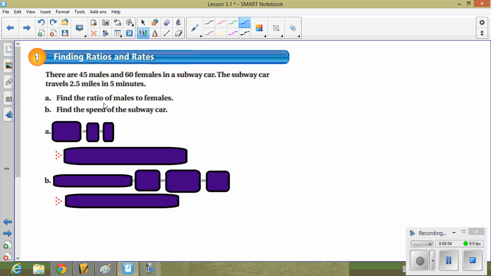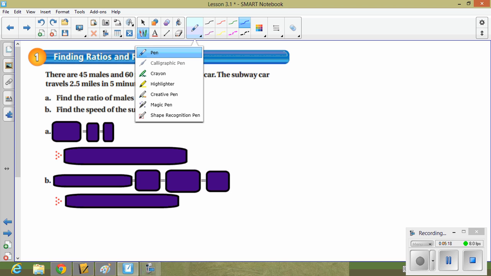Question A is to find the ratio of males to females. And question B is to find the speed of the subway car. So if we have 45 males and 60 females in a subway car, and the subway car travels 2.5 miles in 5 minutes. So part A, what's the ratio of males to females?